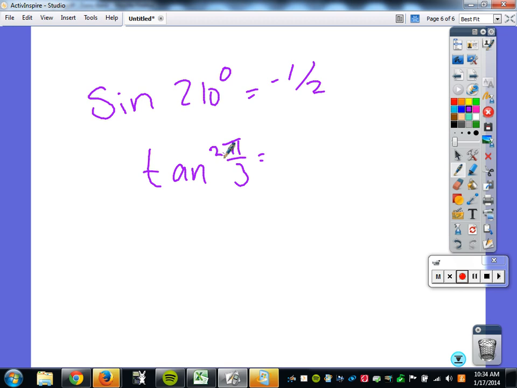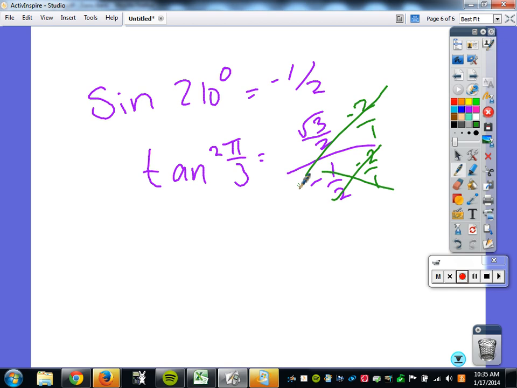So tangent is the y value over the x value, correct? So what is the y value? Root 3 over 2 over negative a half. Okay? So whenever we have a fraction over a fraction, we like to multiply by the bottom guy's reciprocal, because therefore those guys would cancel out. But I can't just do it to the bottom, I have to do it to the top as well, correct? Negative 2 over 1. Notice those cancel, so therefore that is negative root 3.